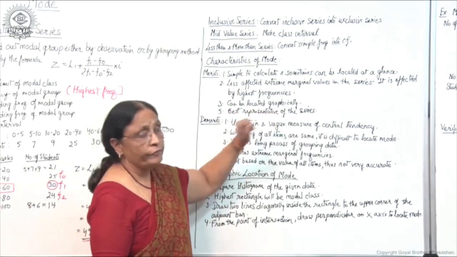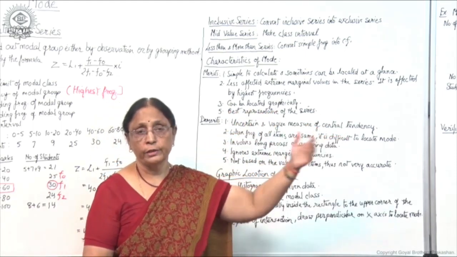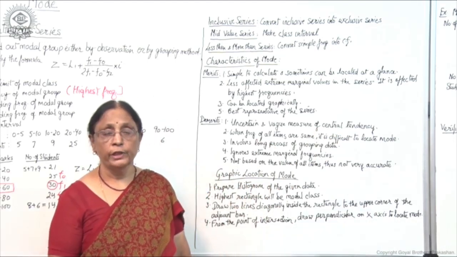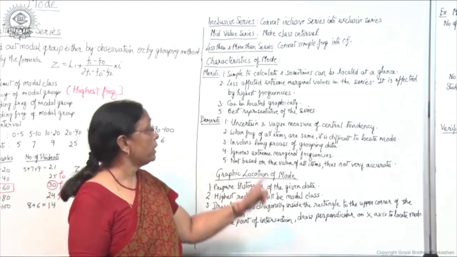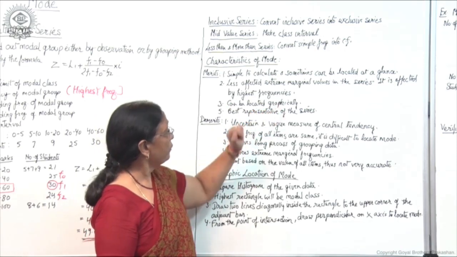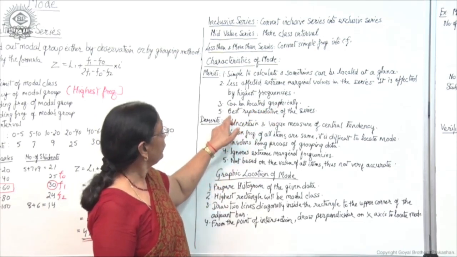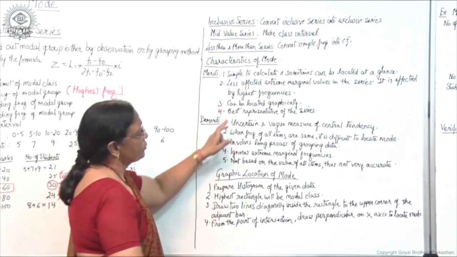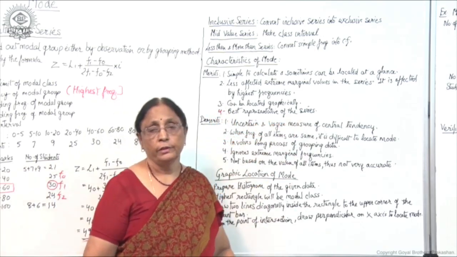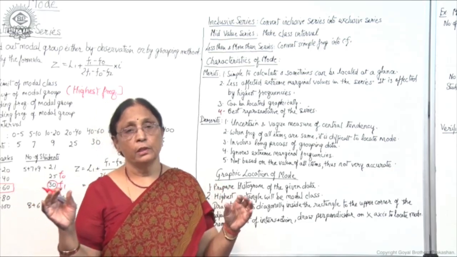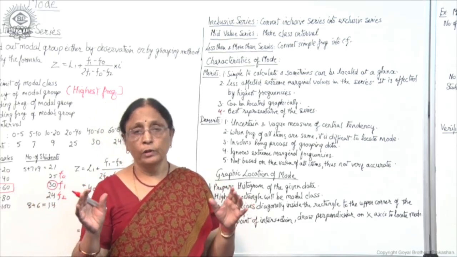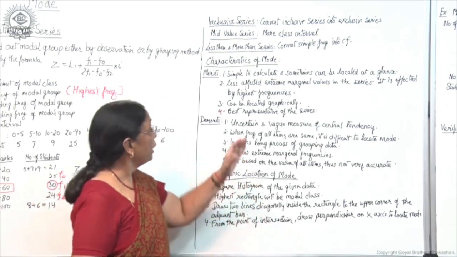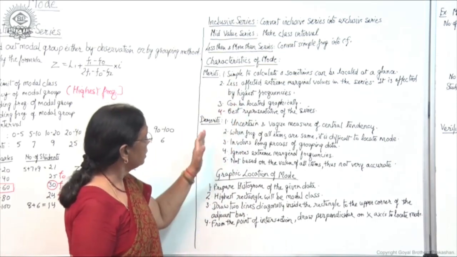Third, it can be located graphically. I will tell you how to locate mode graphically. So another advantage or merit is that mode can be located graphically. And fourth, it is the best representative of the series. That means it represents the series in a proper manner. So this way it has its merits.